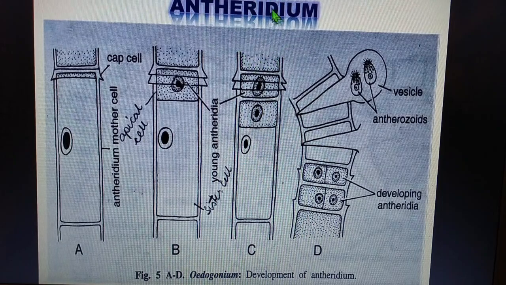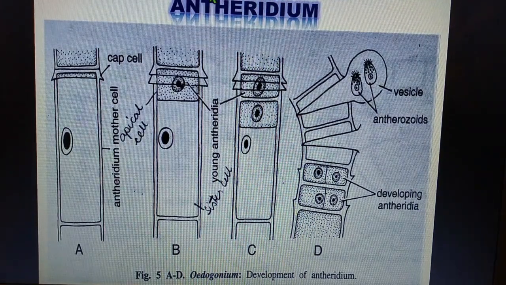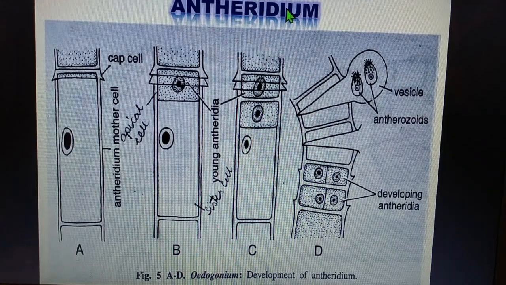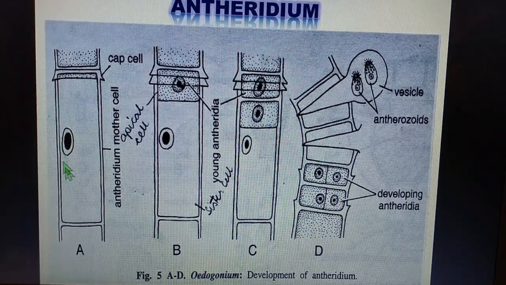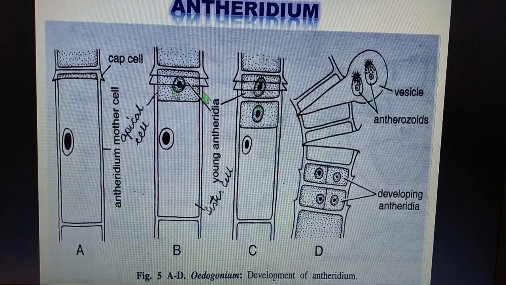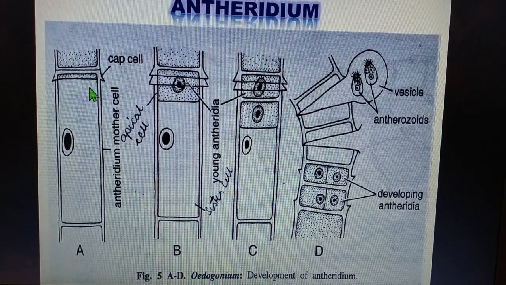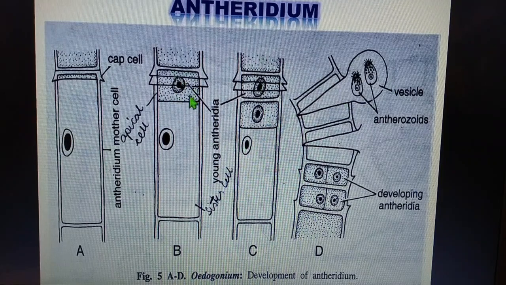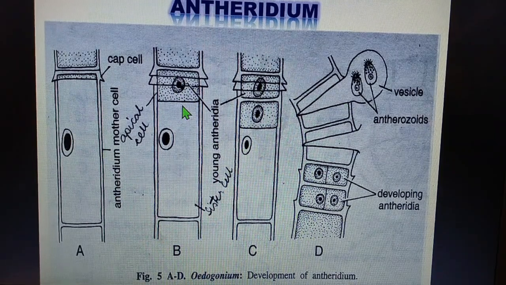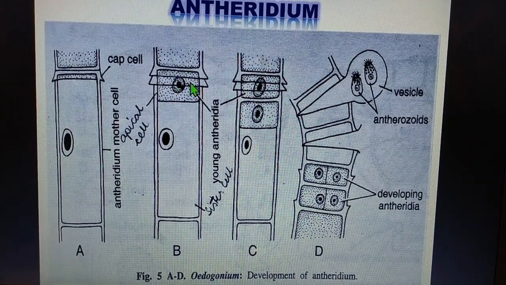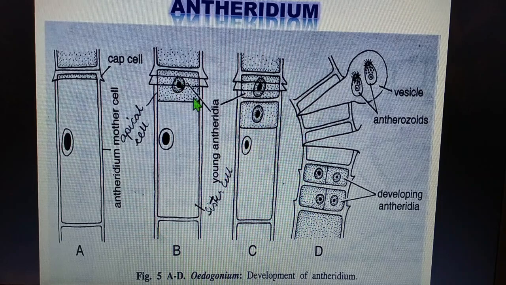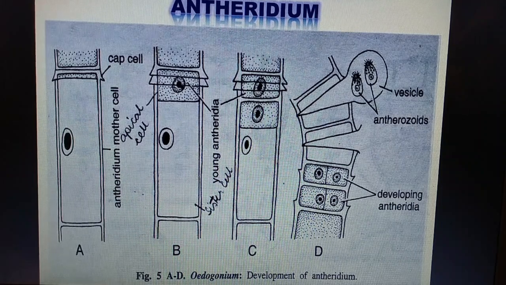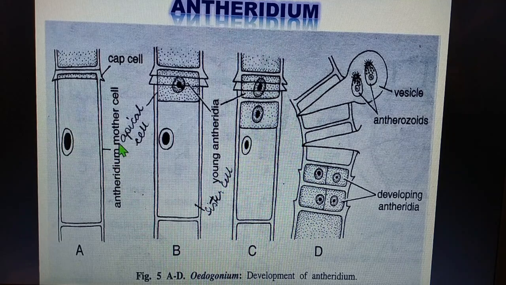So now let us take a look at the male gametes, that is the antheridium. Let us study the formation of the male gametes. In the case of macrandrous species, the development of the antheridium: the macrandrous species form terminal or intercalary antheridia, intercalary meaning in between the cells. They form antheridia by the division of the antheridium mother cell.